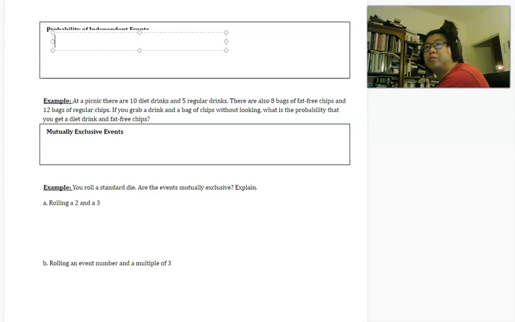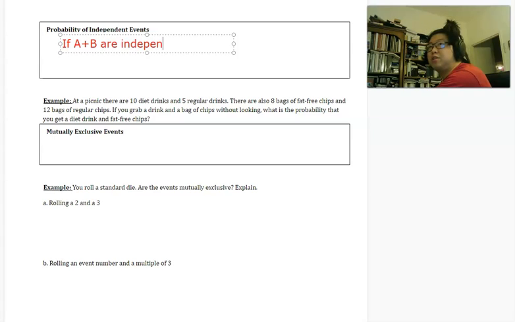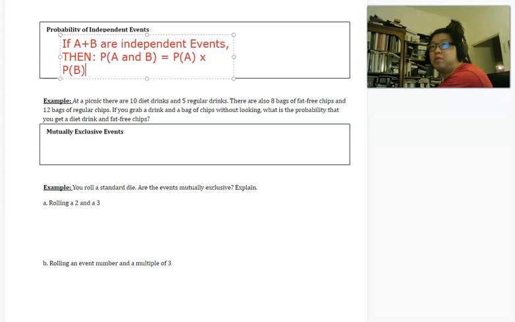If A and B are independent events, so they have to be independent, first of all, then the probability of A and B is the probability of A times the probability of B. And it's really that simple.